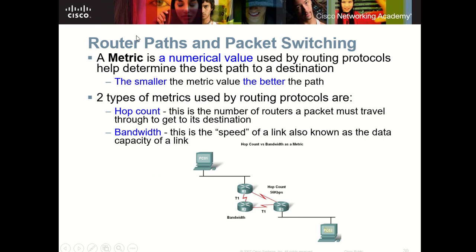Okay? So sa routing table and during route and packet switching, naay term nga ginatawag nato og metric. This is a numerical value used by the routing protocols to help determine the best path to the destination. So the smaller the metric value, the better. Okay? So in metrics, naay duha ka types nga pwede gamiton sa mga routing protocols. We have the hop count. This is the number of routers a packet must travel through to get to its destination. We also have another metric is the bandwidth. This is the speed of a link, also known as the data capacity of the link.